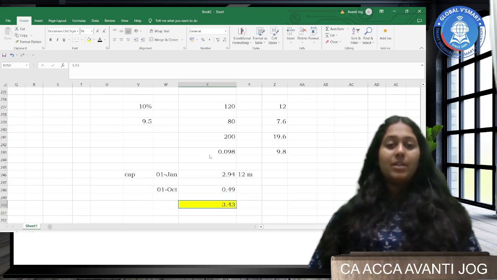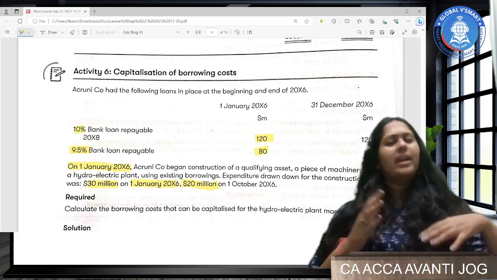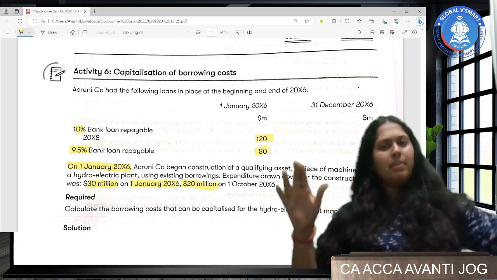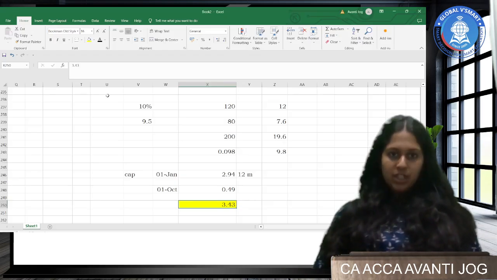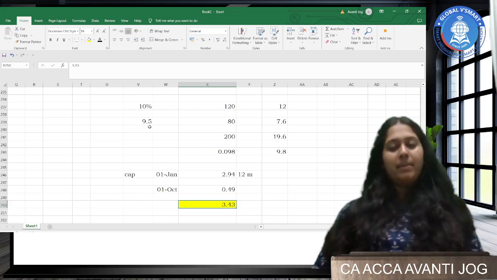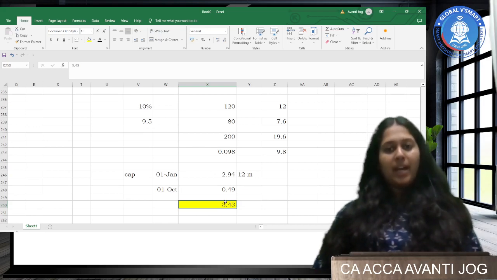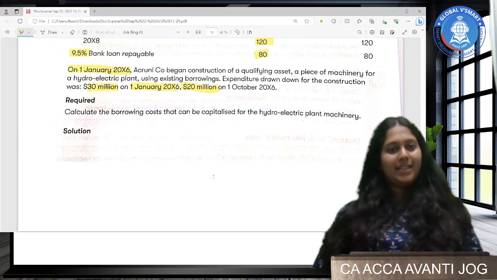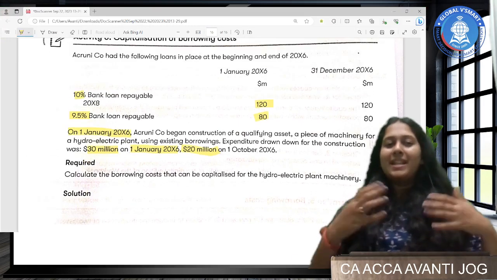Okay, now since this is general loan, we don't need to care about investment because वो already बाकी का investment देखा होगा. Just इस project के लिए, इस asset के लिए utilization कितना है, उतना ही हमें we have to take care. So we add both of them and we get the capitalization. So that's it from my side.